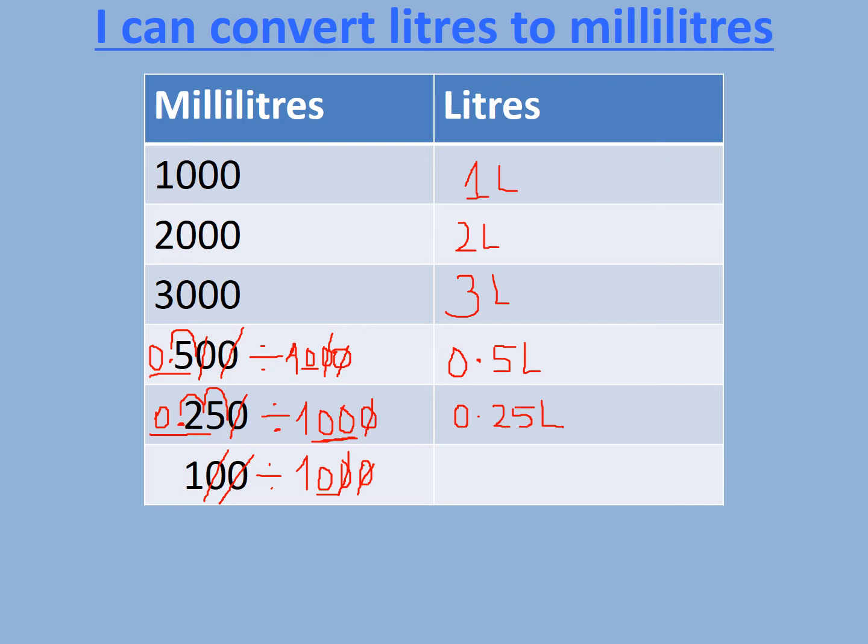We'll move our decimal point how many times? Just 1 time. We put a point and then we add a 0. So how many would that give us? 0.1 liter. Good job.